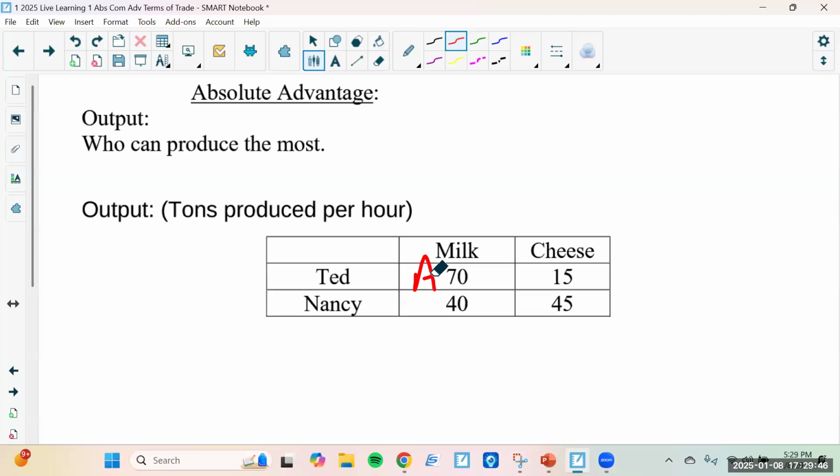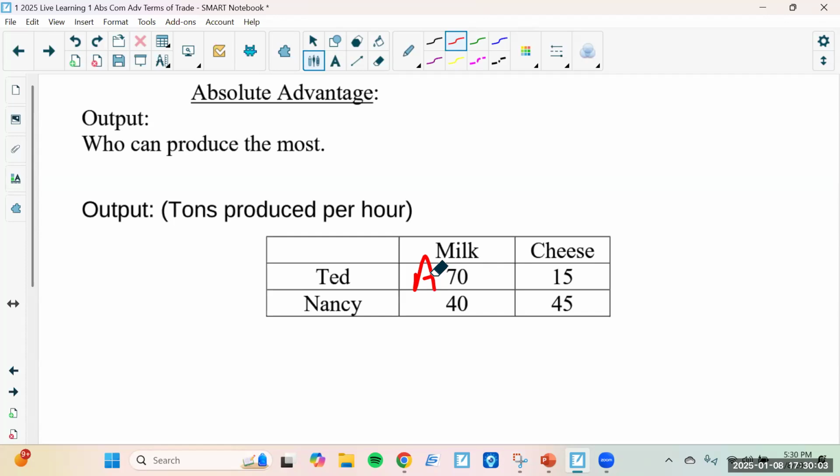Okay, when I do this in my class, I make them say it or write it down. Almost everybody misses it. People want to say, because Ted can produce more than Nancy. Okay, that's great. You just defined absolute advantage, but you didn't solve this problem.